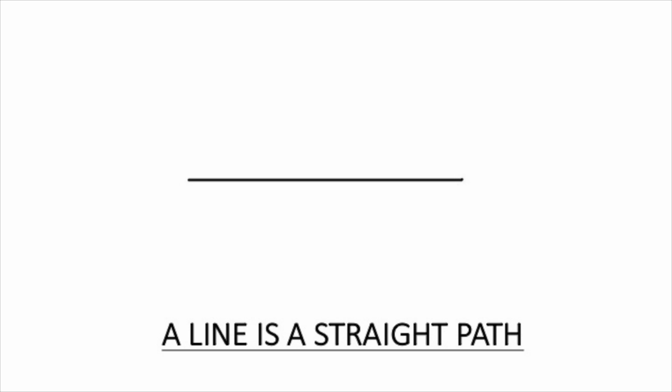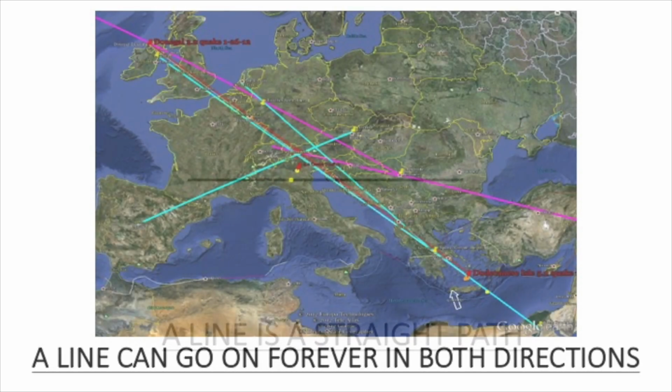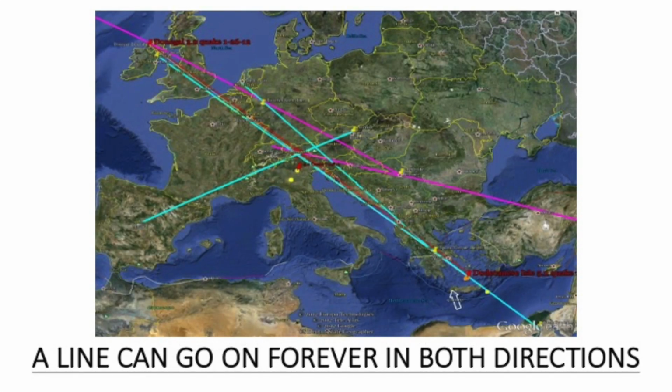A line is a straight path. Yes, notice all lines are straight, not curved or squiggly. They're always a straight path or a straight line. A line can go on forever in both directions.